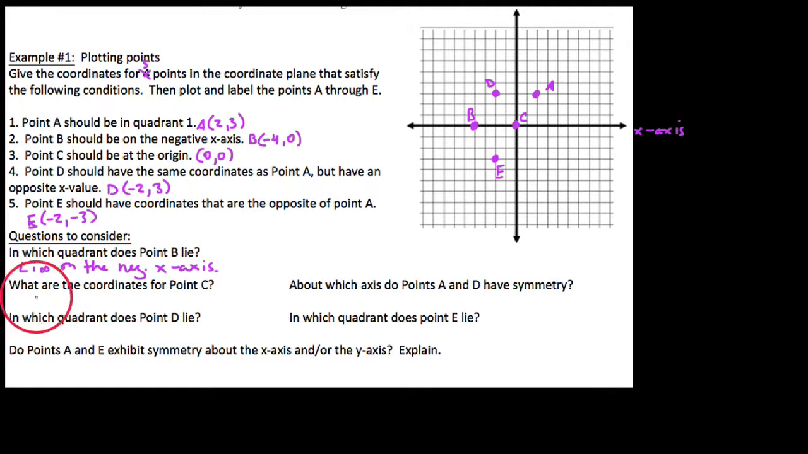Okay. So looking at this, we say, what are the coordinates for point C here? Well, looking at point C, we did mention that the origin is definitely at the point 0, 0, and that's a good one to note.